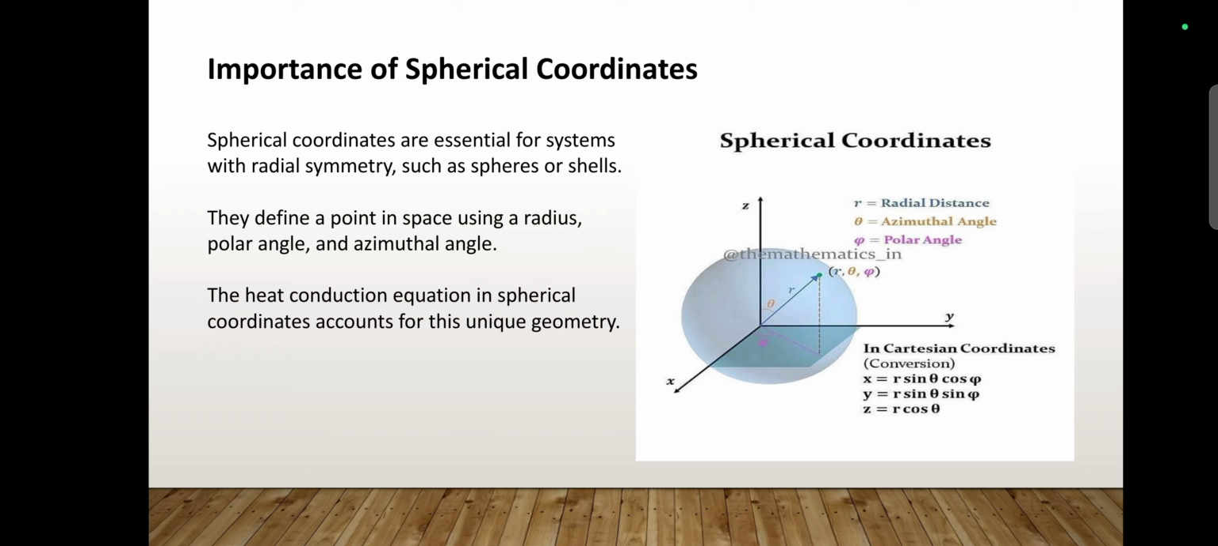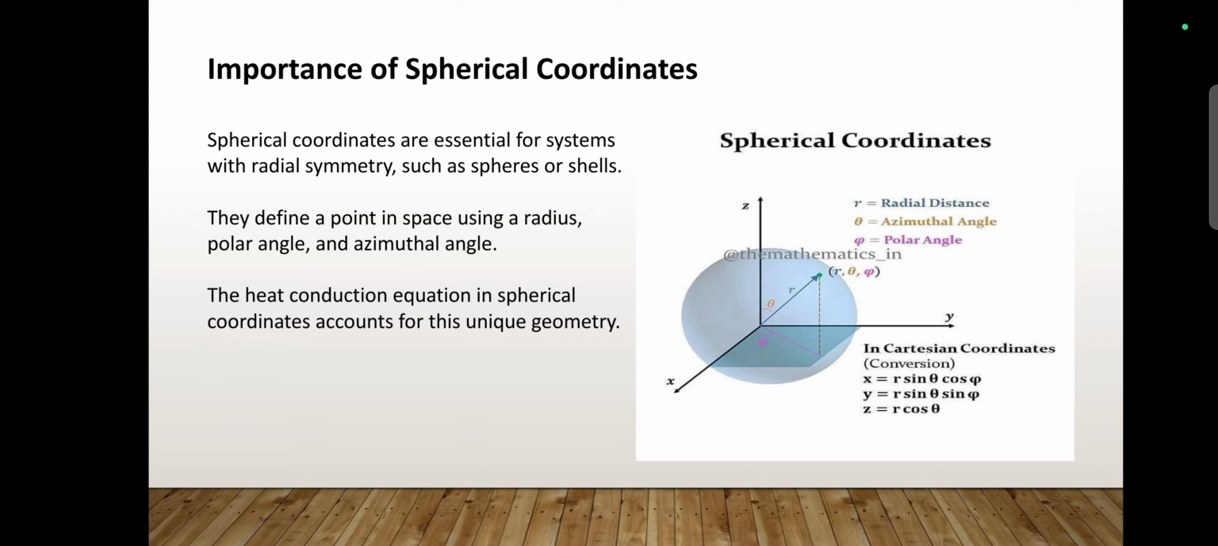Importance of spherical coordinates. The spherical coordinates are essential for systems with radial symmetry, such as a sphere or shell. They define a point in space using a radius, polar angle, and azimuthal angle. The heat conduction equation in spherical coordinates accounts for this unique geometry.